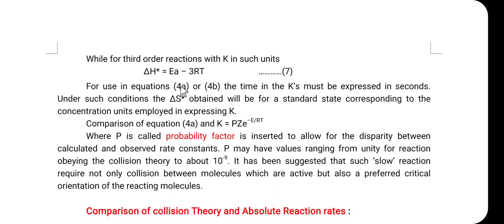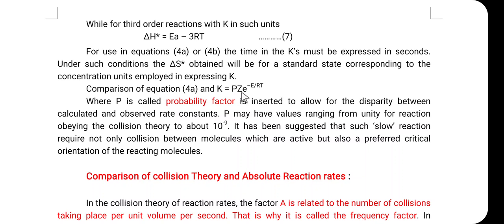So, comparing equation 4a and the equation k equals P Z e raised to minus EA by RT, all of you know that in this equation P is the probability factor. P may have values ranging from unity for reactions obeying the collision theory to about 10 raised to minus 9. That is, the value of P is between 1 and 10 raised to minus 9. It has been suggested that such a slow reaction requires not only collision between the molecules which are active, but also a preferred critical orientation of the reacting molecules. So, this is the mathematical treatment for the transition state theory.